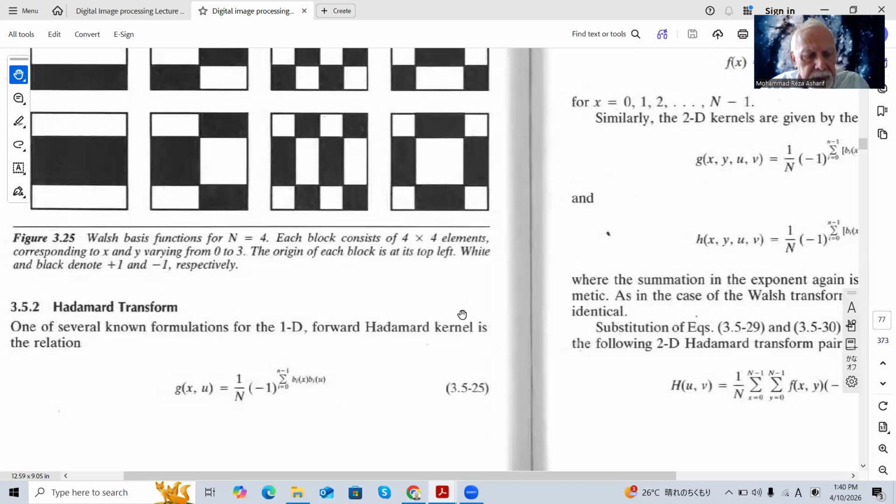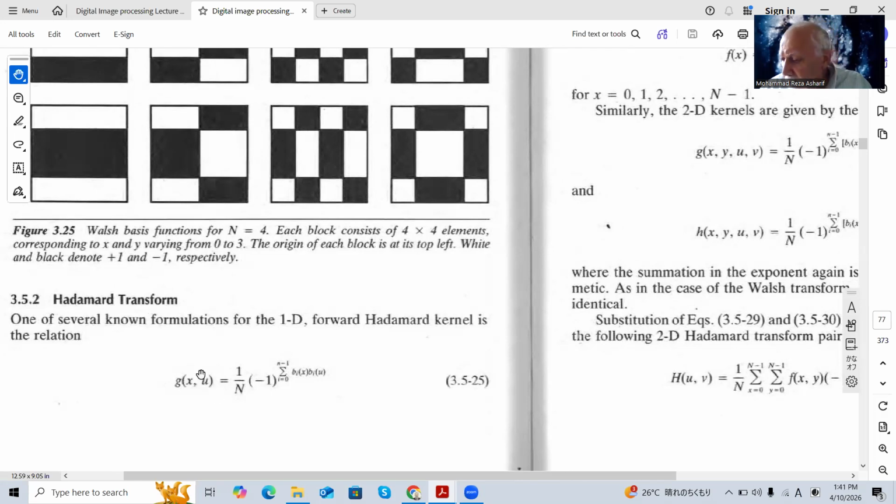Okay, this is lecture number 14 in digital image processing. Today, I would like to talk about the Hadamard Transform. This is the one-dimensional Hadamard Transform. For one dimension, the kernel is like this.